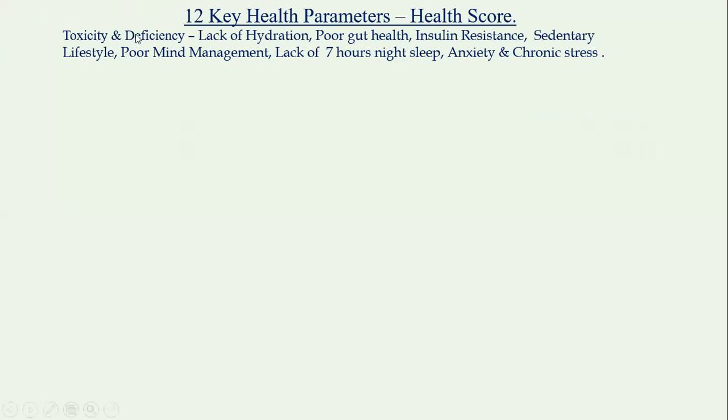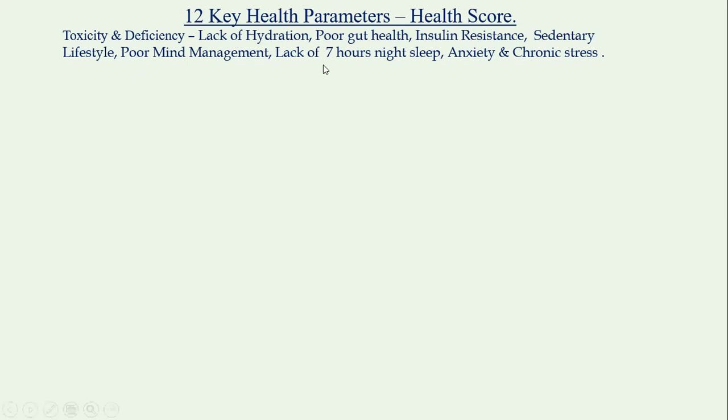Now, let's look at the root causes of lifestyle disorders. One is toxicity and deficiencies. Toxicity means you are giving the body what is not required, and whatever waste is in the body, you are not able to eliminate or get rid of it. Deficiency means what is required, you are not providing. That means vitamins, minerals, and healthy food and all that.